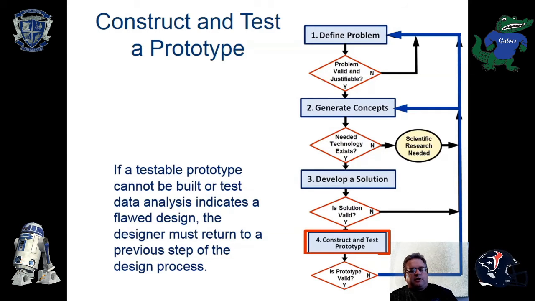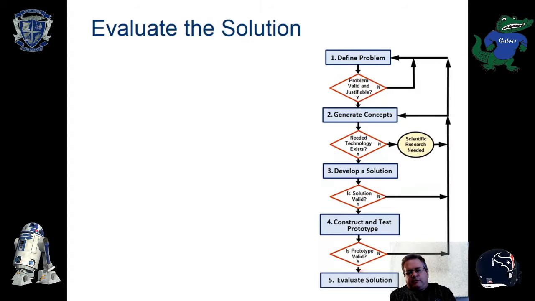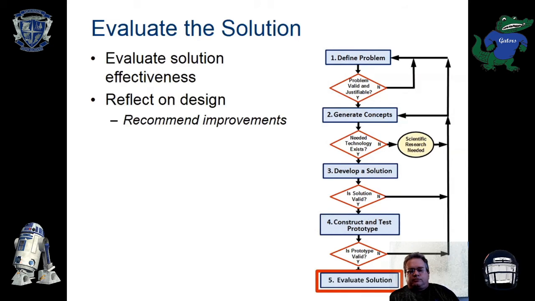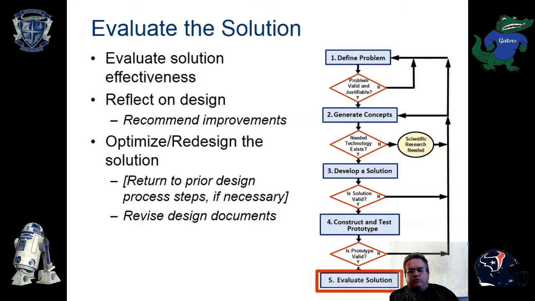If a testable prototype cannot be built or test analysis indicates a flawed design, the designer must return to the previous step of the design process. Let's say in the first competition your robot didn't do very well, so you have to go back, generate a new concept or redefine the problem, develop a solution. So you may have to go back, evaluate solution effectiveness, reflect on design.